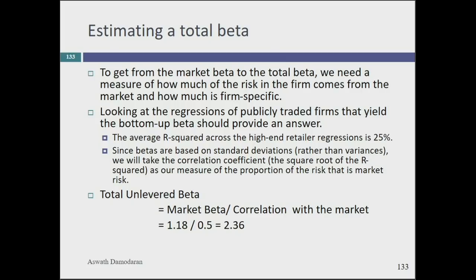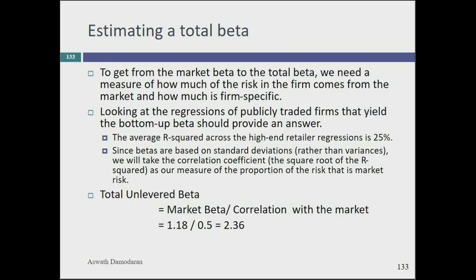The beta that I got, the market beta, is 1.18, looking at retailers. But only half the risk in a retailer comes from the market. I'm going to scale up the beta to reflect the fact that I'm now exposed to the rest of the risk. I come up with a total beta of 2.36.